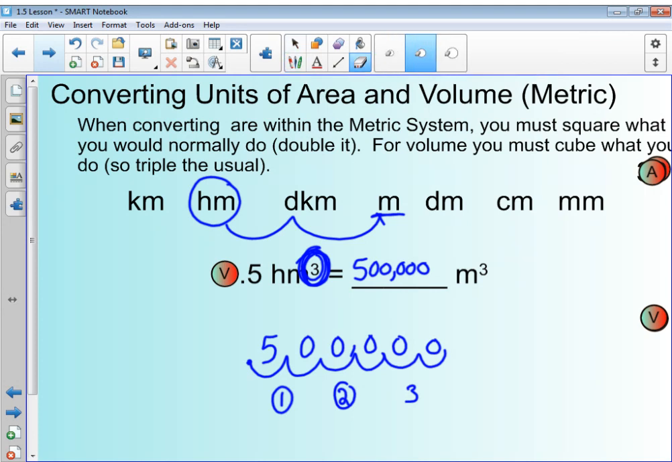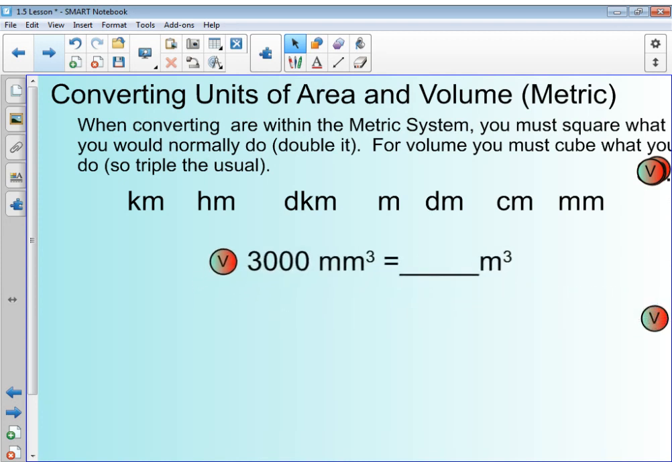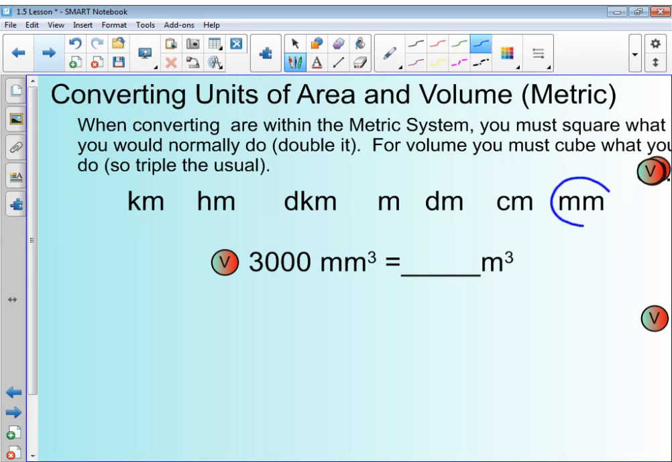Okay, so let's try another one, and then I'll have you do one on your own. So this time we're doing millimeters to meters. So I'm starting at millimeters, and I'm going to meters. I always circle what I start with and underline what I am going to. It's just a visual cue for me. Okay, so I'm going to go 1, 2, 3 places to the left. So I'm going to do that 3 separate times.